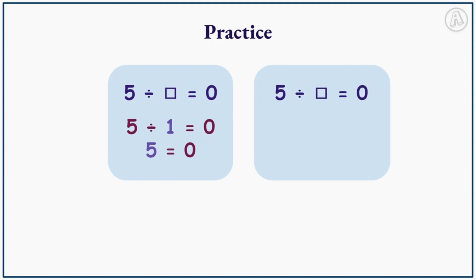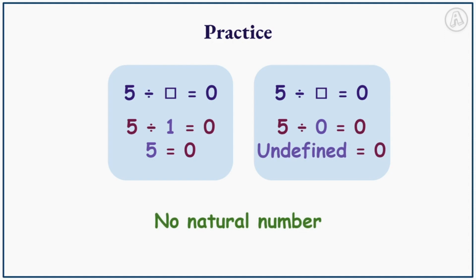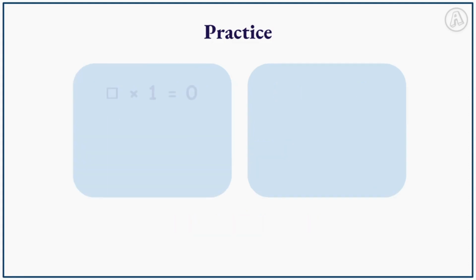So let's use another example. If we use 0, 5 divided by 0, our answer will be incorrect. In math, it is always undefined. This means that for this equation, no natural numbers will make the equation true.